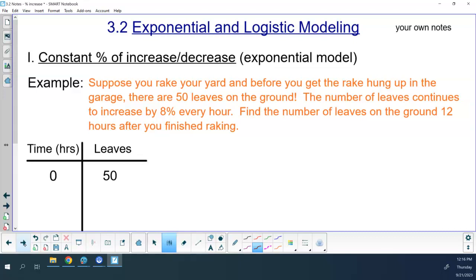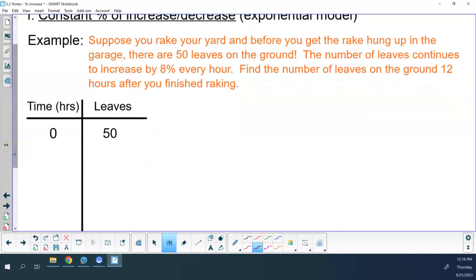And you look out, now there's 8% more leaves out there. And you say to yourself, how do we know it's 8%? We just make it up. Okay? You probably counted out how many leaves there are on the ground. So after 1 hour, my question to you is this. How many leaves are laying on the ground after 1 hour if there was an 8% increase in the amount of leaves on the ground? 54.